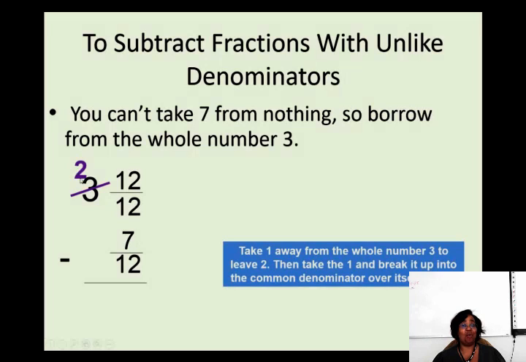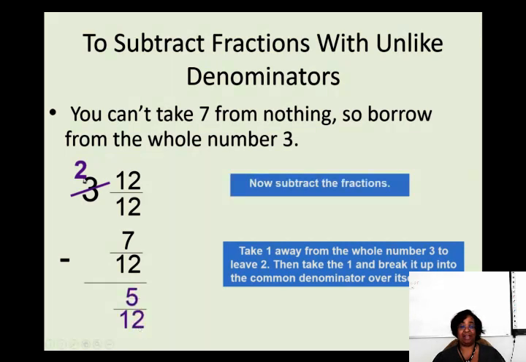So that 1 that I took away from 3 is 12 over 12 based on the denominator. There's only one denominator in this problem, so the common denominator would be 12 over 12. Now I can subtract. I get 5 over 12, and 2 minus nothing is 2. So that's how you would subtract a problem like that. And you guys will have a couple like that, okay?